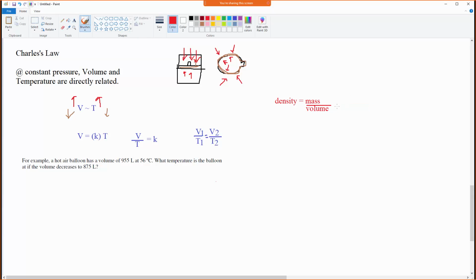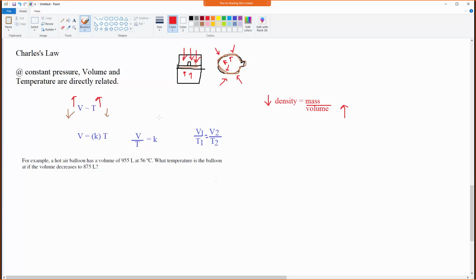Right? Grams per milliliter, or in the case of a gas, grams per liter. And if your volume goes up, because that's in the denominator, your density goes down. And then of course, if you're less dense, you float, right? So you increase the temperature, which increases the volume, which decreases your density, and then your hot air balloon begins to float.